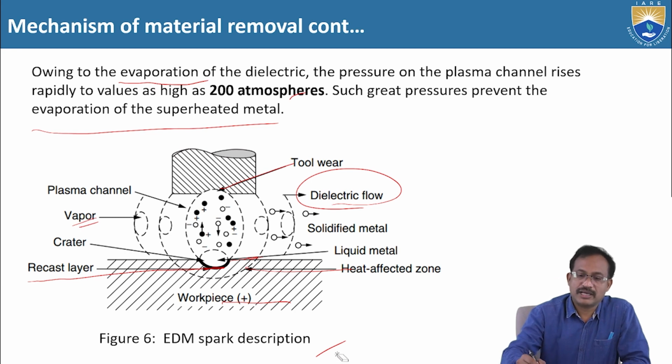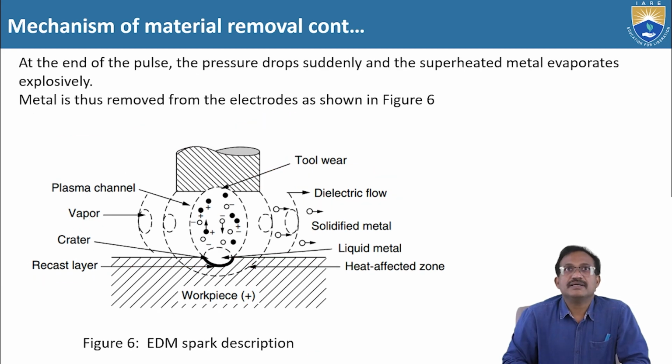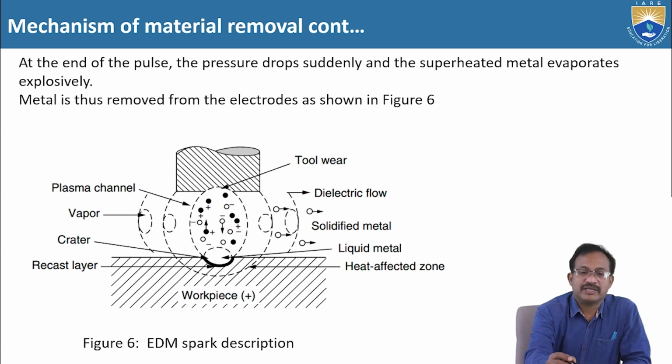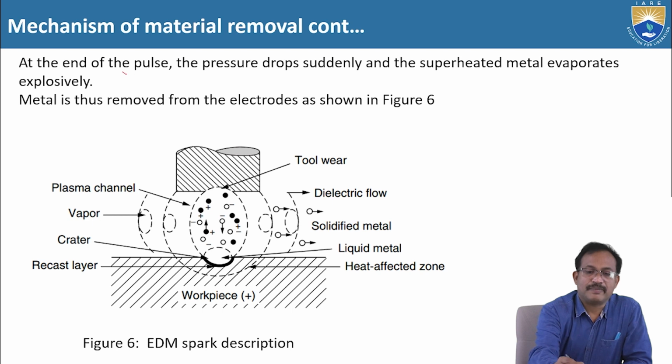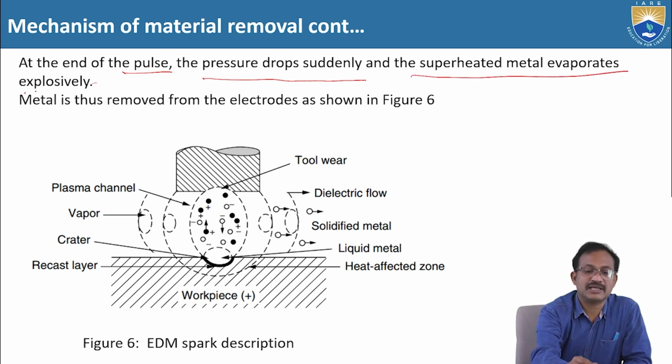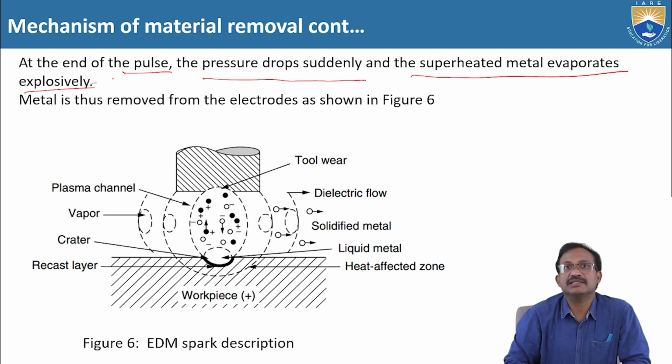However, this is the recast layer; the bottom of the crater is said to be the recast layer. At the end of the pulse, the pressure drops suddenly and the superheated metal evaporates explosively. Metal is thus removed from the electrodes, as shown in this figure. This is important from this figure.